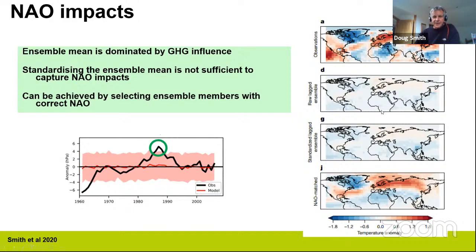greenhouse gases. What I'm showing here is this peak NAO decade in the 1990s with a clear warming signal over Northern Europe. As expected, the raw model ensemble doesn't show this signal, and even if we standardize it, we still don't see the desired signal. But we can extract these NAO impacts if we select the ensemble members that have the correct NAO amplitude. If we do that, then we start to see temperature signals in line with the observations.